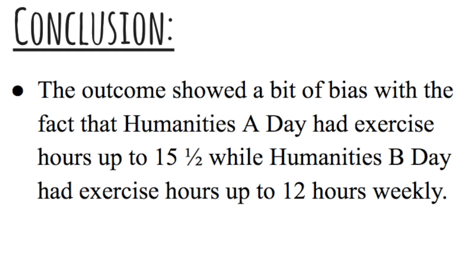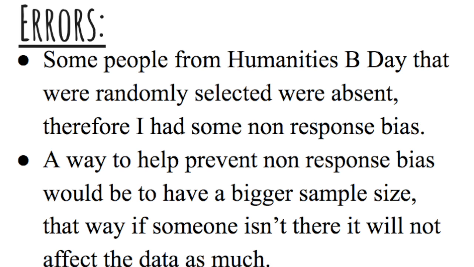The outcome showed a bit of bias with the fact that Humanities A-Day had exercise hours up to 15 and a half, while Humanities B-Day had exercise hours up to 12 hours weekly. Some errors could have been that some people from Humanities B-Day that were randomly selected were absent. Therefore, I had some non-response bias. A way to help prevent non-response bias would be to have a bigger sample size.